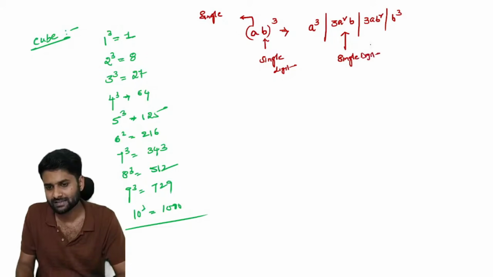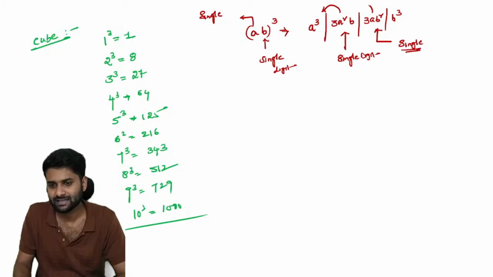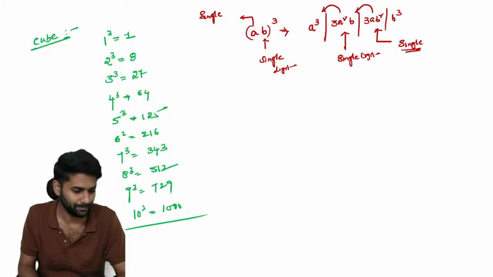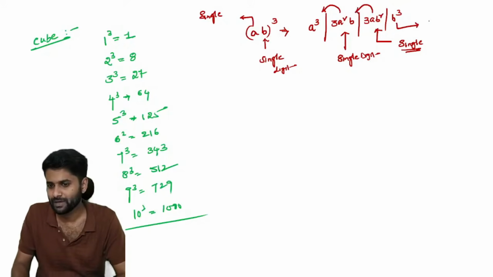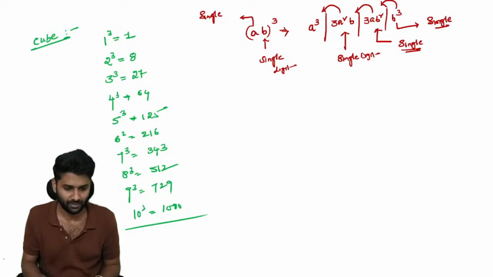So only single digit and remaining should be carried over. So write down only one digit and remaining should be carried over. In the same way, in 3ab square, whatever the resultant you get, write the single digit and remaining should be carried over. In the same way, b cube is also: write only single digit and remaining should be carried over.